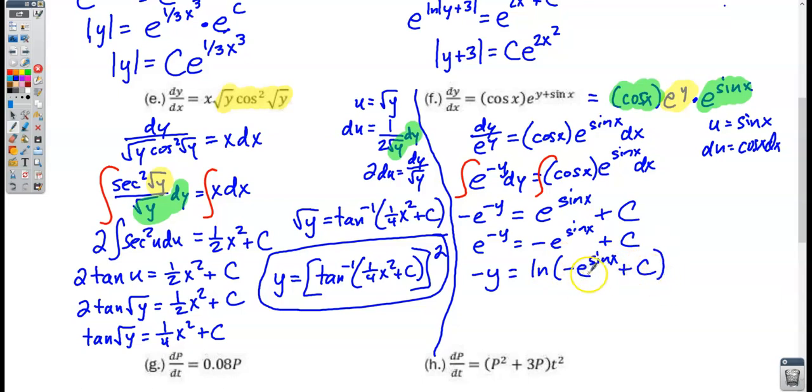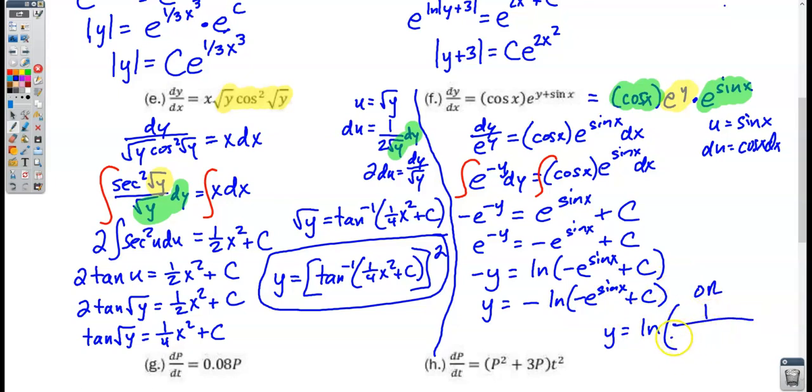And so we're not going to be able to get rid of that e because it's just one of multiple terms inside the natural log. And then we want to multiply both sides by -1. And we get that y is equal to the opposite of the natural log of negative e to the sine of x plus c. We could also, using exponent properties, since I've got this negative sign out in front, use that as an exponent inside, and I could rewrite this as the natural logarithm of 1 over negative e to the sine of x plus c. That would also be acceptable here.